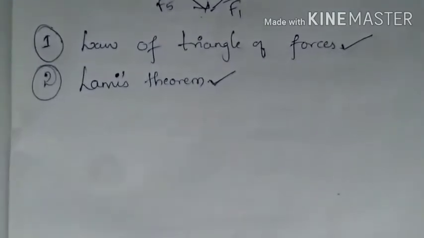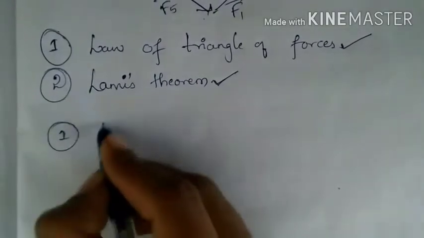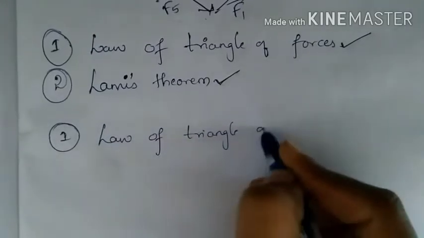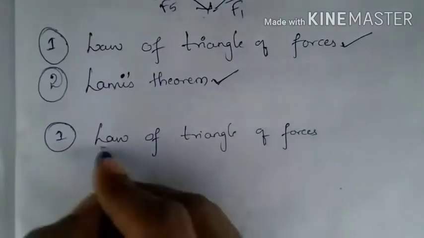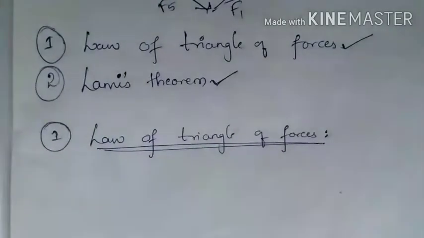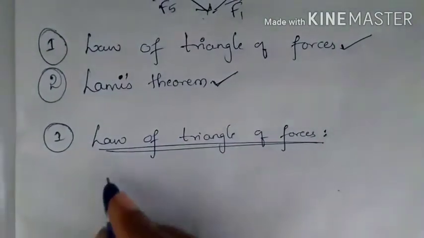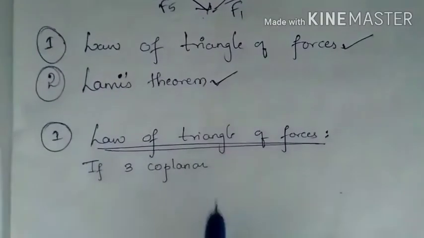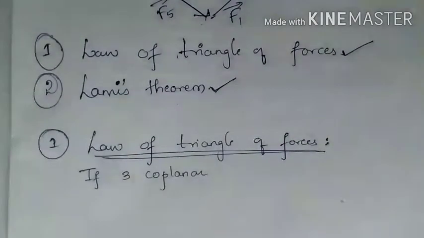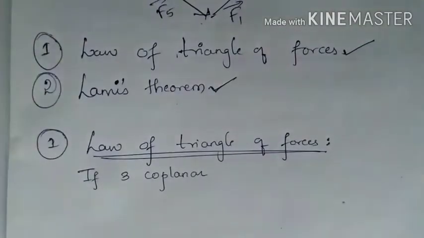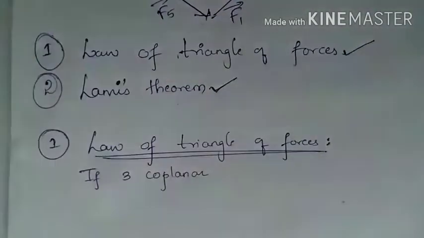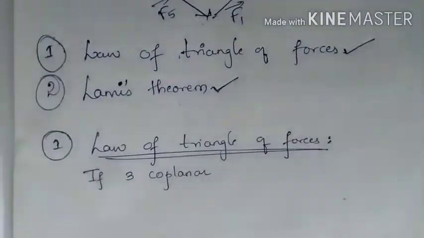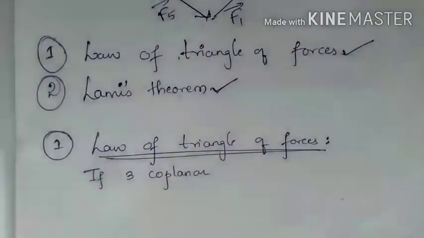So first here what we got is the law of triangle of forces. Here we are dealing with 3 coplanar concurrent forces. So these two will be the conditions for equilibrium of 3 coplanar concurrent forces. Clear?